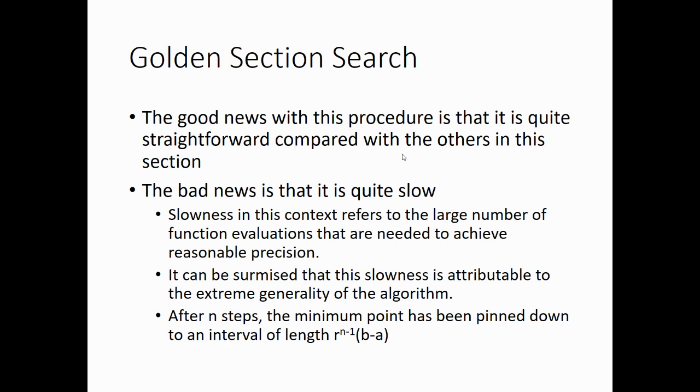The good news with this procedure is it's quite straightforward compared with others in this section. The bad news is it's a bit slow. And in this context, slowness refers to the large number of function evaluations that we need to achieve reasonable precision. It can be surmised that this slowness is attributable to the extreme generality of this algorithm, which, again, generality is a good thing. The slowness, not quite so much. After n steps, the minimum point has been pinned down to an interval of length r to the n minus 1 times (b minus a). And again, since r is less than 1, we're going to get better and better as we go on.